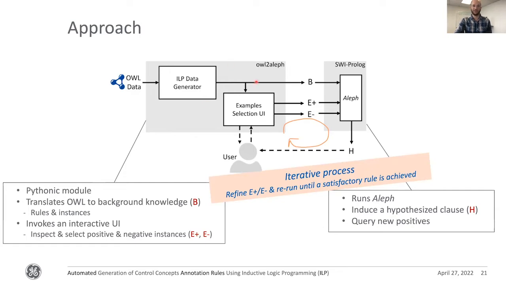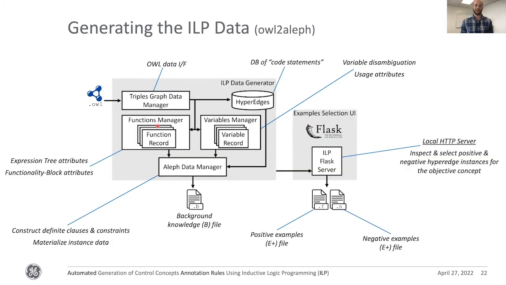Now let's dive into this model, which shows how we take the OWL data and get the different B, E+, and E- components for the ILP system. So inside the OWL to Aleph component, we have several modules. Each one is responsible for different functionalities or different steps in the process. The first one is the triple manager. This is the mini database that consists of all the different knowledge graph triples: subject, predicate, object.